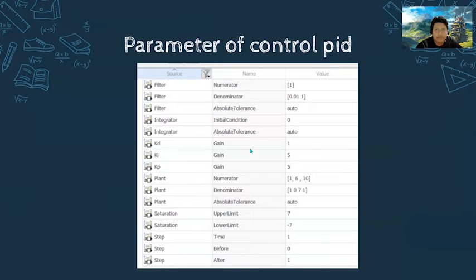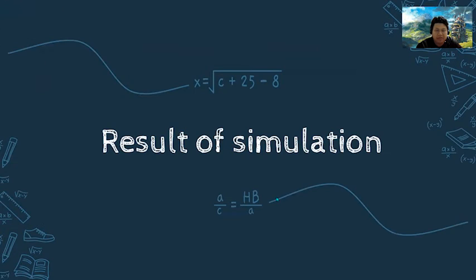So these are the parameters of the PID control that we set. We use only KD, KI, and KP. We use 1, 5, and 5. And the upper limit for saturation we use 7 and -7, to make sure the numbers for the plant are set to see a smooth graph. Okay, we go through the result and simulation.